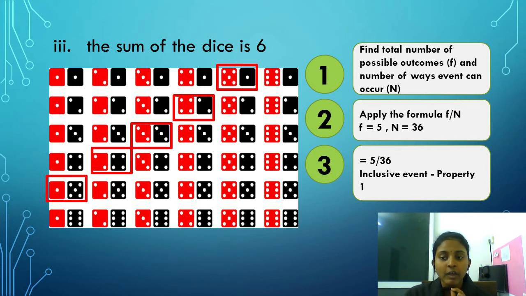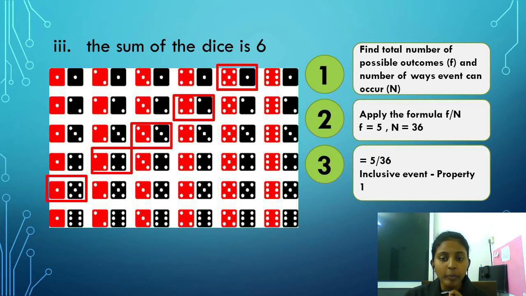First step, find the total number of possible outcomes f and the number of ways that the event can occur n. Second, apply the formula f over n. f equals 5 and n equals 36. Why is f equal to 5?